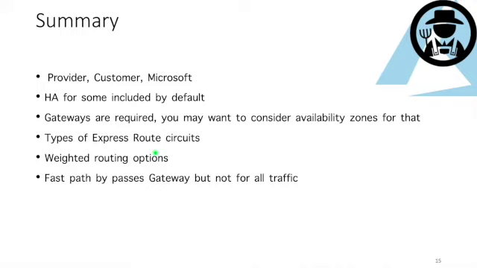Gateways are required. You may want to consider availability zones. And remember, we spoke about high availability for gateways. You don't want a single point of failure. We talked about express route types. And then we talked about routing options, how to put the weightage or priority on your routing so you can send the local traffic, and if that local express route fails, it'll automatically channel through to your secondary office and the secondary express route. But the secondary express route may be secondary for Office 1, but for Office 2, it's the primary, if you know what I mean.